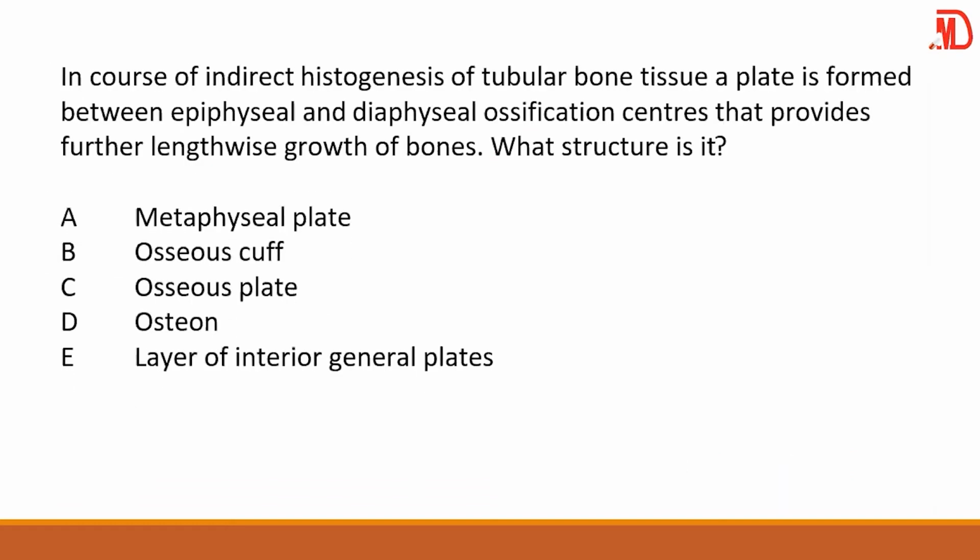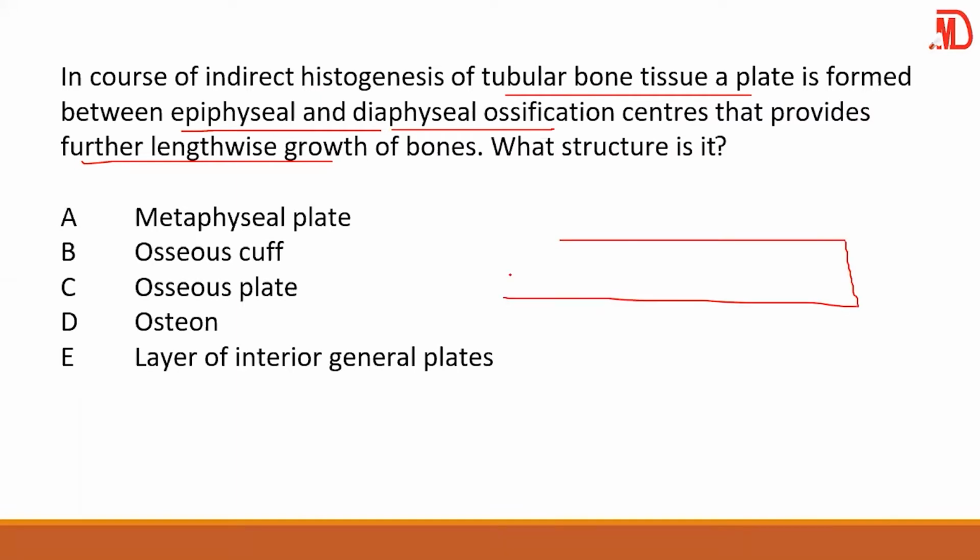In the course of indirect histogenesis of tubular bone tissue, a plate is formed between the epiphyseal and the diaphyseal ossification centers that provides further lengthwise growth of bones. What structure is it? Now, what they are trying to tell us is that anytime you have a bone, assume this is a bone, the external edges are made up of some cells that help it to grow. What is the name of that plate?